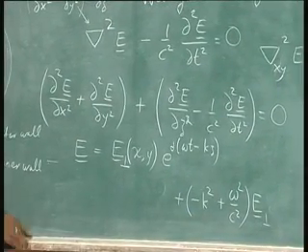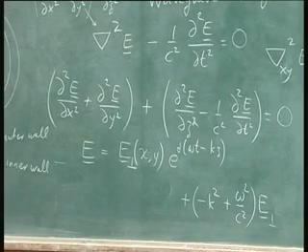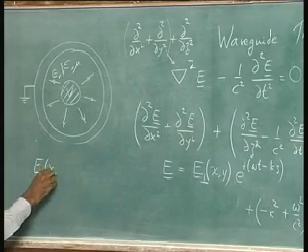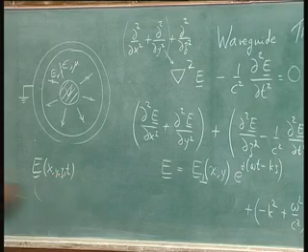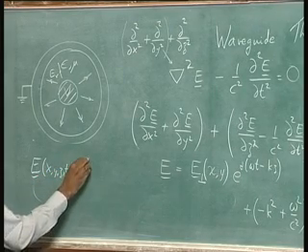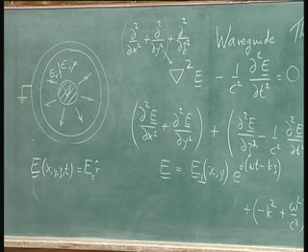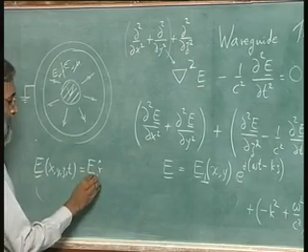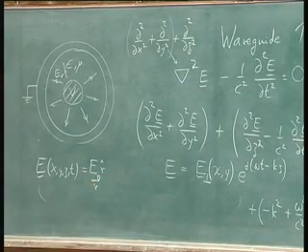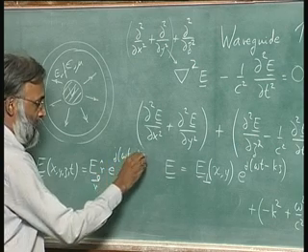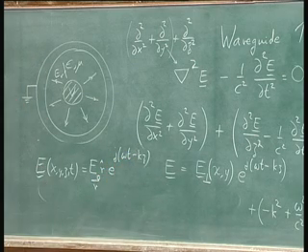Now, that means my solution is going to look like this. The electric field, which is a function of x, y, z and t, is really an E_R along r direction. That E_R you can work out is going to go like 1 over r. So, you can say E naught over r, e to the j omega t minus kz.